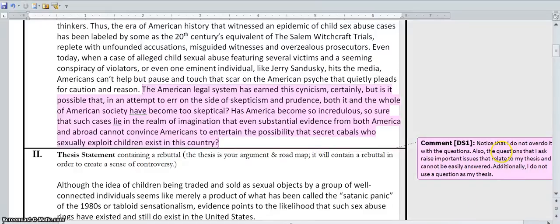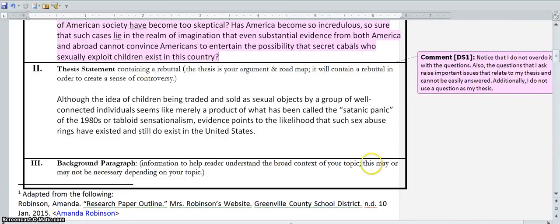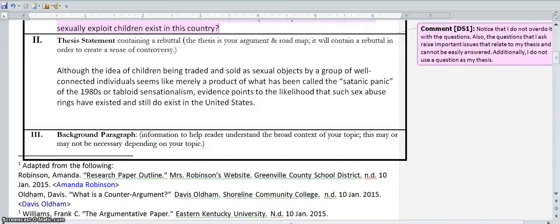And I do want you to notice that I try not to overdo it with the questions. Also, the questions that I ask raise important issues that do in fact relate to my thesis, and they can't be easily answered. I can't answer those questions with yes or no. So they're complex questions. Additionally, I do not use a question as my thesis. So, that's really important. Here is my thesis statement.